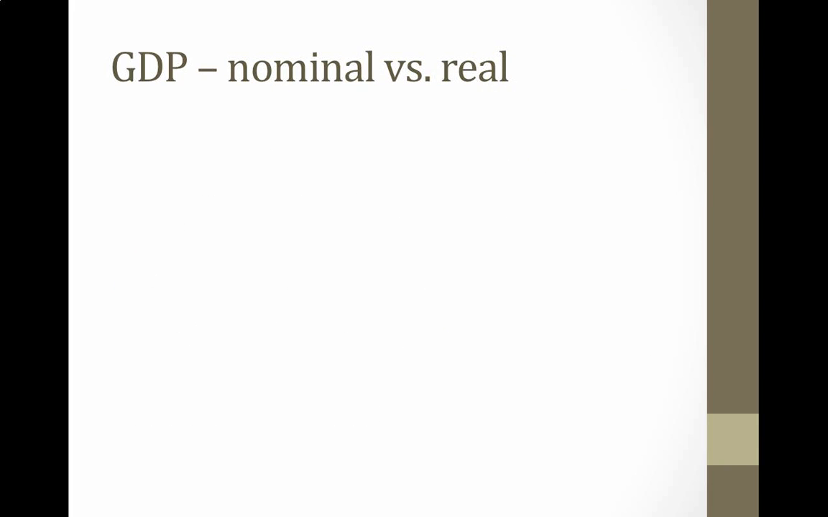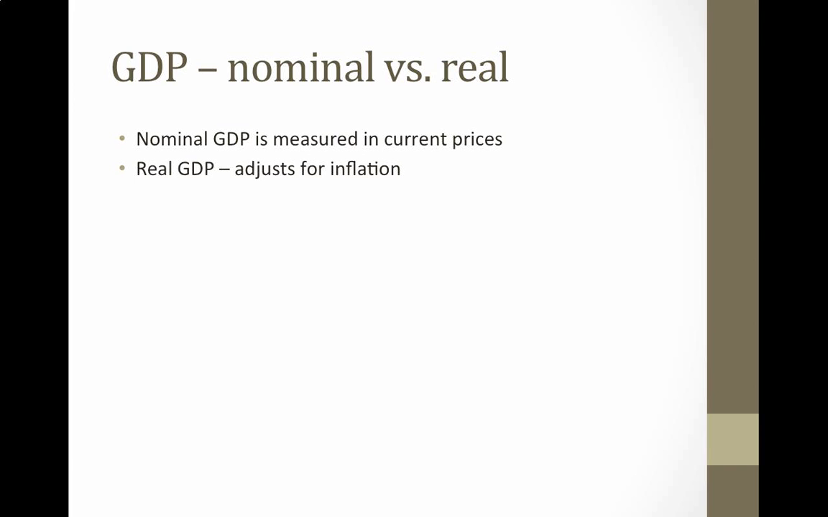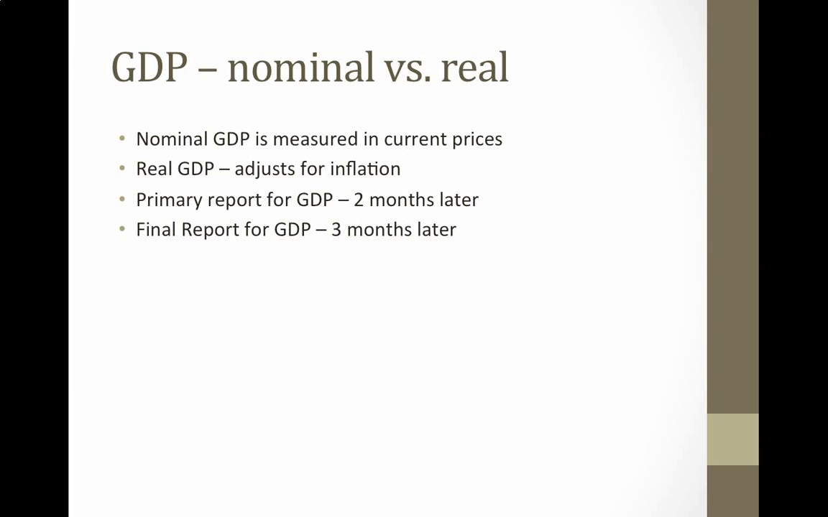Two different ways to report GDP, nominal and real. Nominal is current prices. Real is adjusted for inflation. So if we are going to compare prices from one year to the next, we need to make sure that we're looking at real numbers. When they report gross domestic product, you get a primary report 2 months after a quarter, and then you get the final report 3 months later, which means if we're looking at first quarter, which would be January, February, March, we would not get the primary report until May, and then we wouldn't get the final report until June.